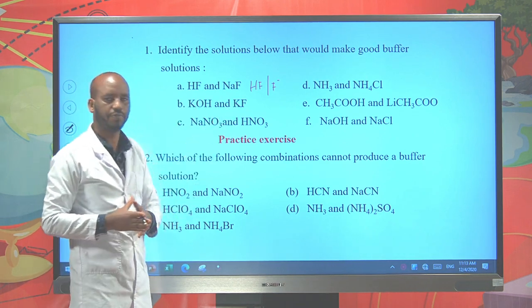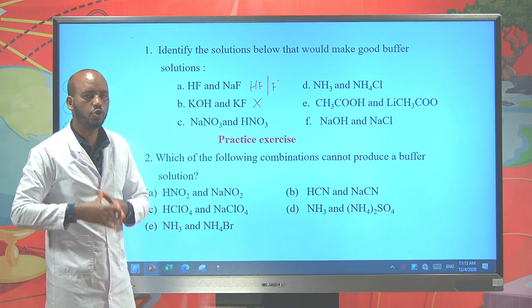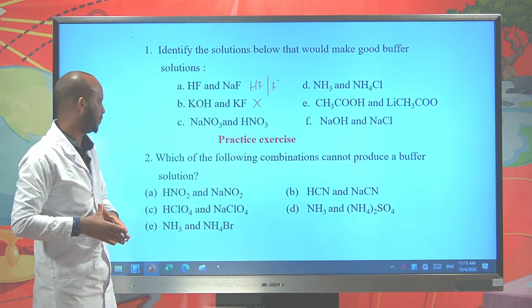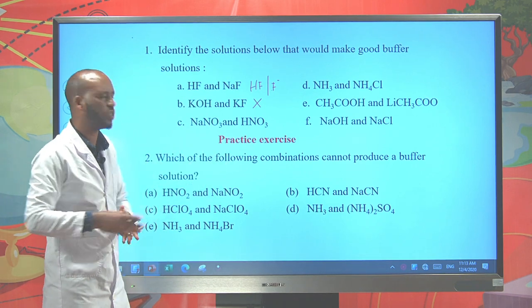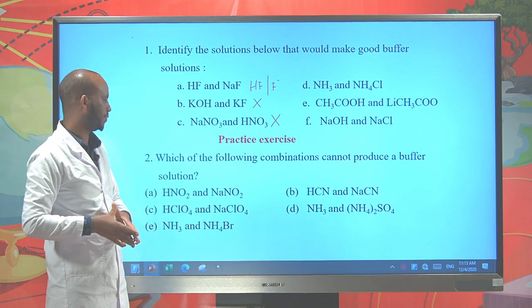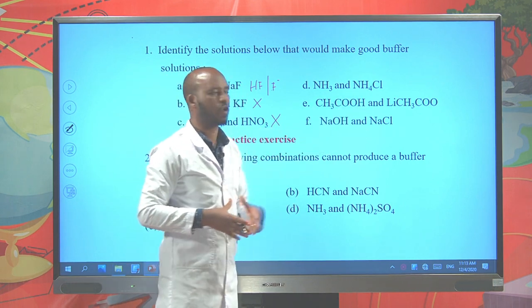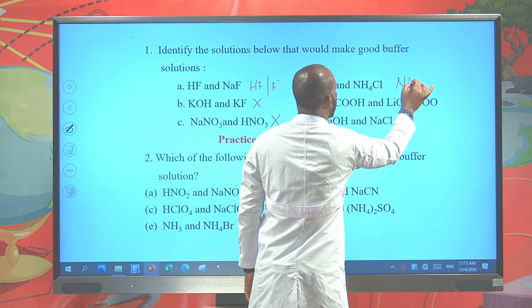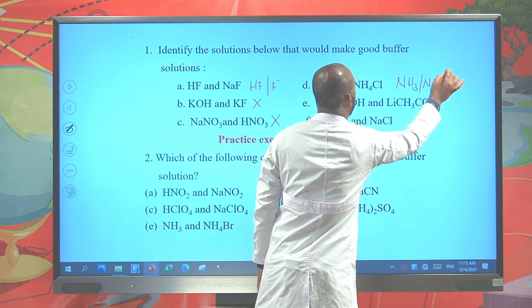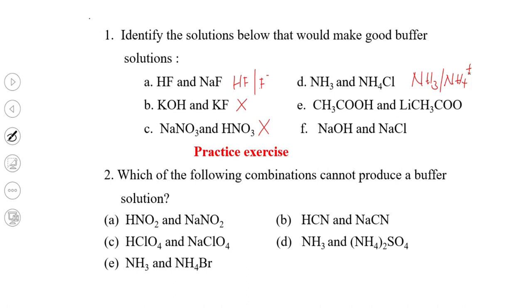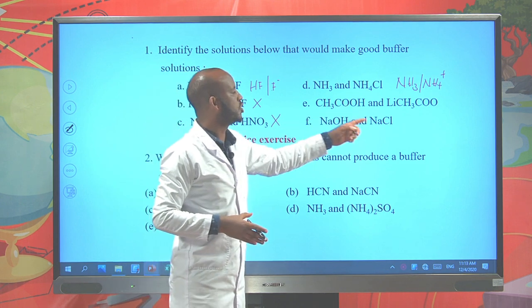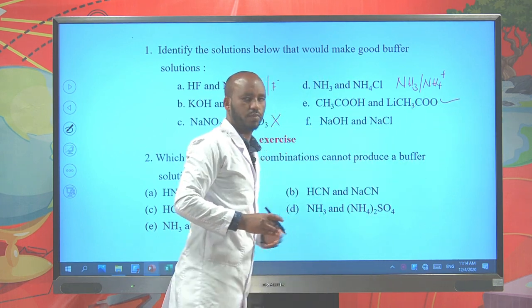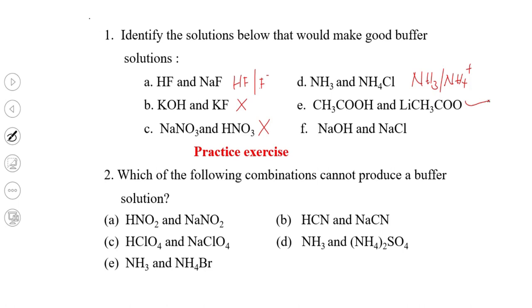Potassium hydroxide and KF is not a buffer solution, because a buffer solution contains either a weak acid and its conjugate base or a weak base and its conjugate acid. Sodium nitrate and nitric acid is not a buffer solution because nitric acid is a strong acid. Ammonia and ammonium chloride is a basic buffer solution. Why? Because this solution contains a weak base, ammonia, and its conjugate acid, NH4+. Chloride ion is the spectator ion and has no effect on the pH of the solution. Acetic acid and lithium acetate is a buffer solution, with a weak acid and its conjugate base, acetate. Sodium hydroxide and sodium chloride is not a buffer solution.